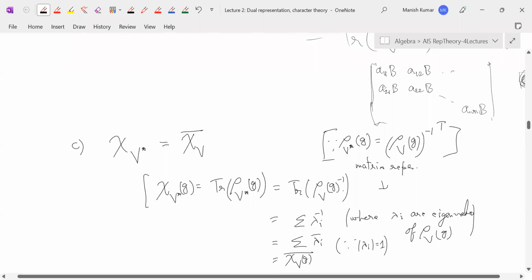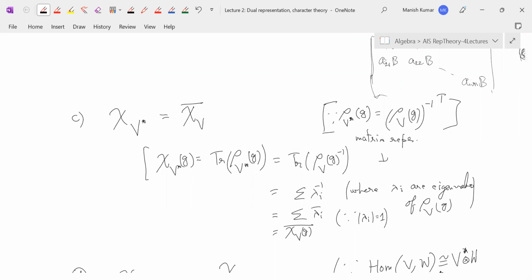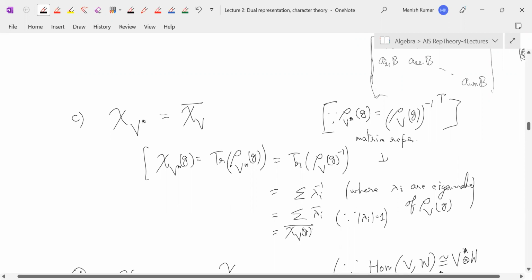And rho V G inverse trace we already computed in the last thing, it comes out to be rho V G bar. Summation lambda I inverse, where lambda I are eigenvalues of rho V G, and since each lambda I has modulus 1, inverse can be replaced by bar. Okay, so we get that this is chi V G. So chi V G is the sum of the eigenvalues. So we get that chi V star G is the same as chi V G bar.